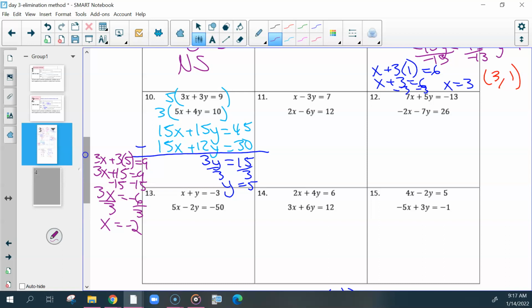So when we solve, we'll use the original ones. You could use the original, you could use the new one, it doesn't matter. I just chose that one because it was the first one I saw. Negative 2, 5 would be our answer then.